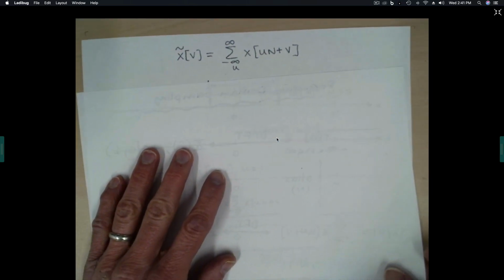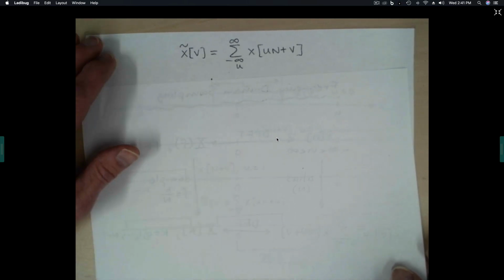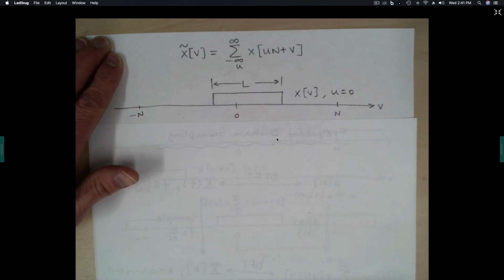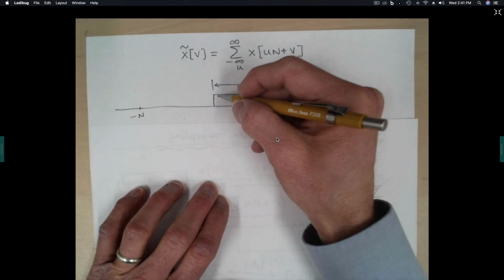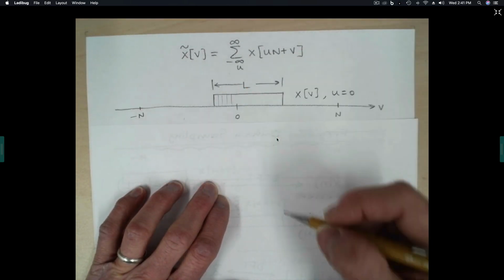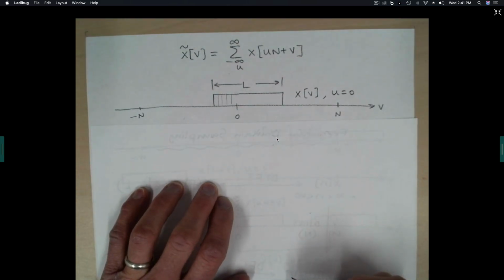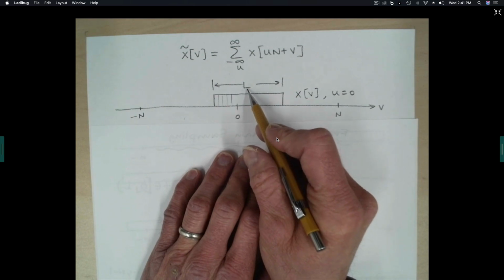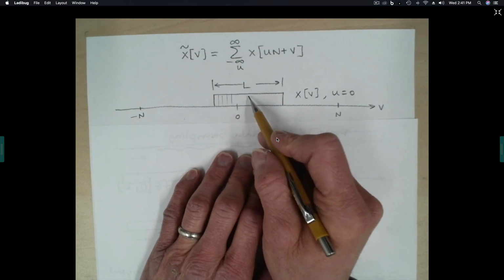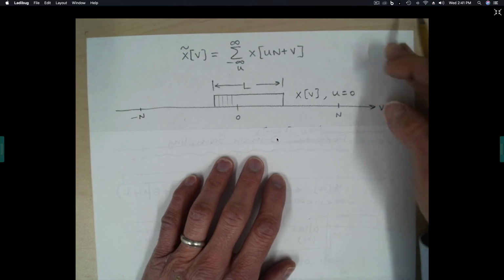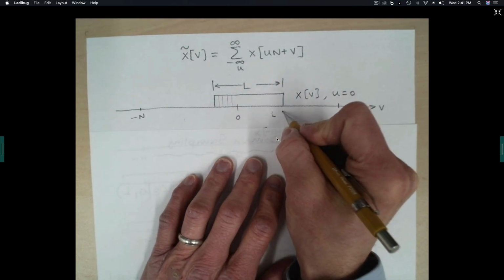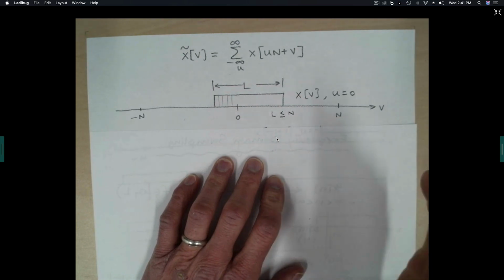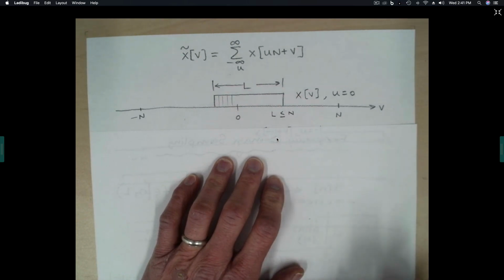So here we have the time domain aliasing formula, and I'd like to apply that to this sequence here. Remember, this is a sampled signal. I'm just drawing it like it's a constant signal over a certain time interval. Now, the length of this sequence is L, and I think from the drawing you can appreciate the fact that L is less than or equal to N in this example. So we will not have any aliasing in this case.